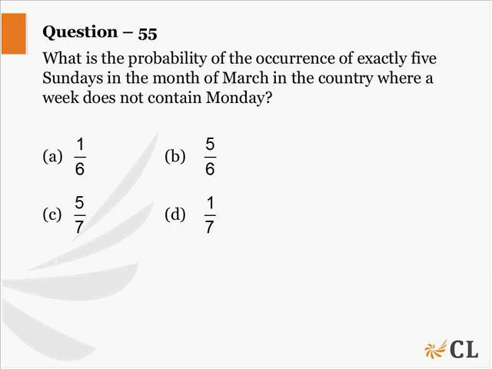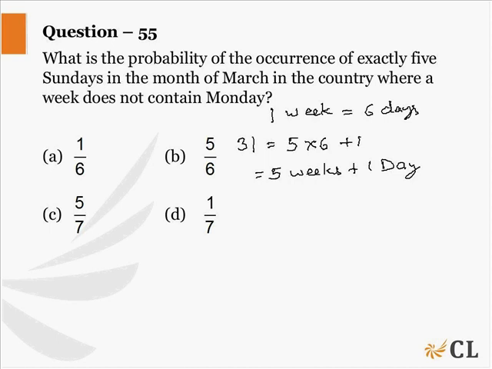Right. So I am saying that 1 week has 6 days, and March contains 31 days. 31 is nothing but 5 into 6 plus 1, which is 5 weeks plus 1 day. So in 5 weeks, 5 Sundays will be there. The remaining day can be any day, including Sunday also. We are asking for the probability of exactly 5 Sundays, so this day should not be Sunday. I need to find the probability that this day is not Sunday. So there are 6 possibilities, and out of them it can be anything other than Sunday.